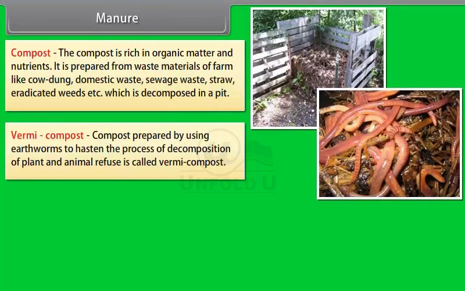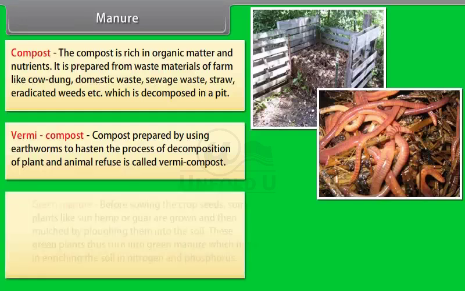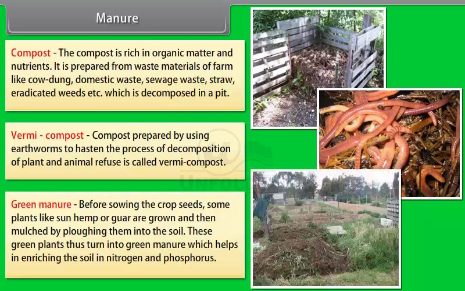Vermicompost. Compost prepared by using earthworms to hasten the process of decomposition of plant and animal refuse is called vermicompost. Green manure. Before sowing the crop seeds, some plants like sun hemp or guar are grown and then mulched by plowing them into the soil. These green plants thus turn into green manure, which help in enriching the soil in nitrogen and phosphorus.